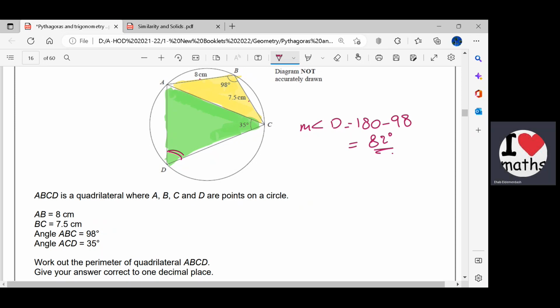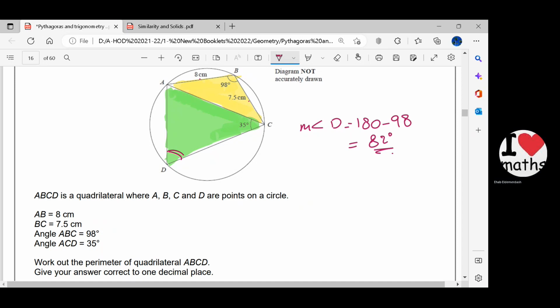Which triangle can I use to find out AC? Is it the yellow or the green? Yellow, because I have more givens here. It depends on the number of givens. Have a look at the yellow triangle. You have two sides.